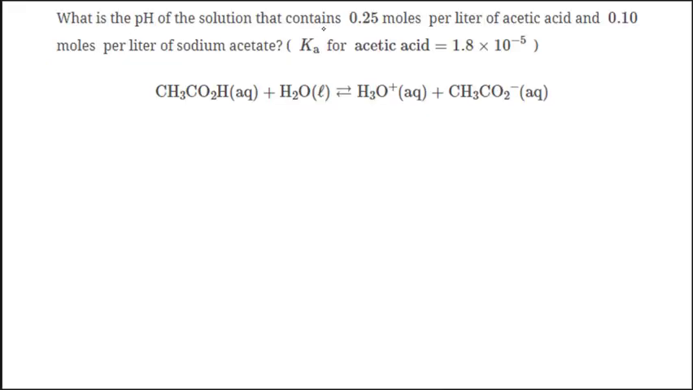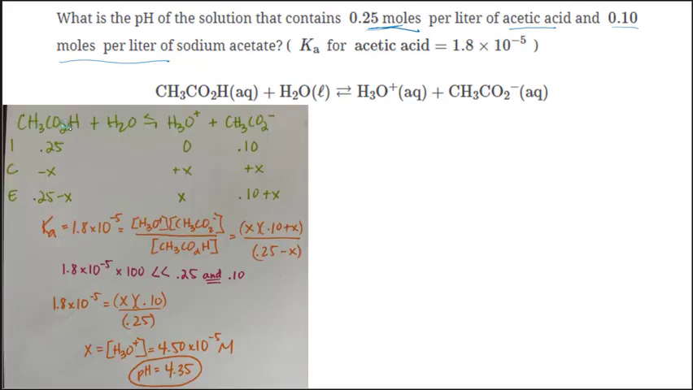What is the pH of a solution that contains 0.25 moles per liter of acetic acid and 0.1 moles per liter of sodium acetate? Let's set it up like we have before. We have our acetic acid plus water to give us our hydronium ion concentration and our acetate. And I'm starting initially with 0.25 moles of the acetic acid, and initially I'm starting with 0.1 moles per liter of our acetate.